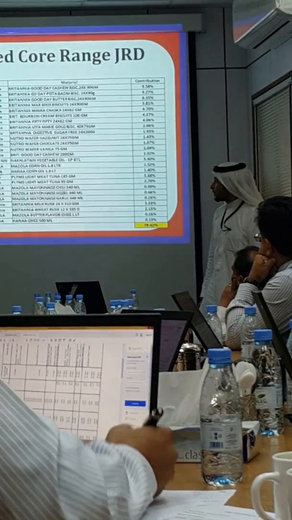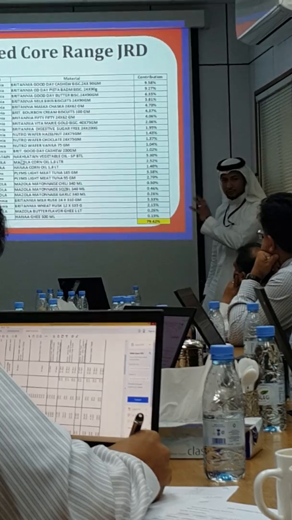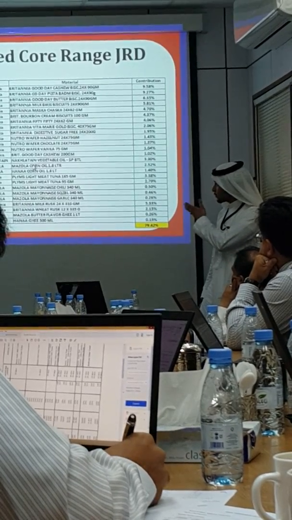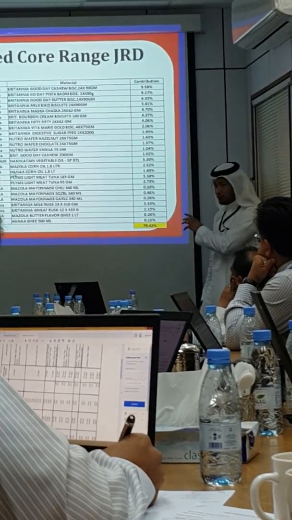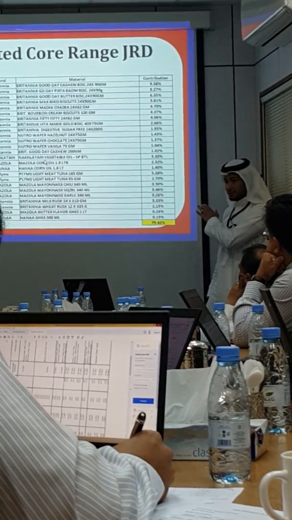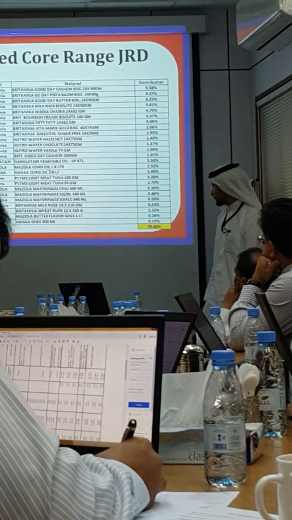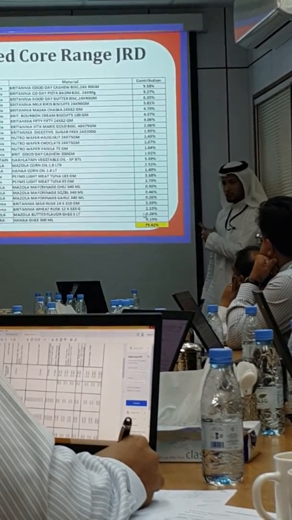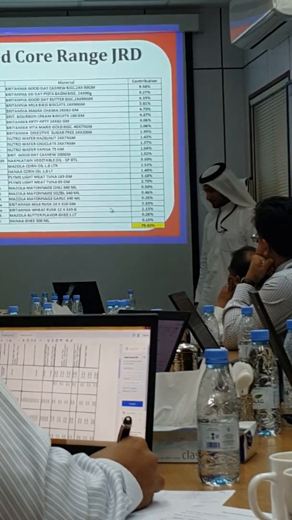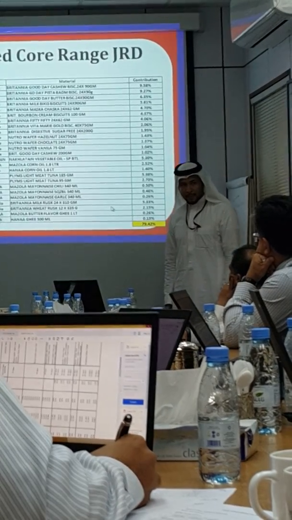Again, we do have edible oil. We have 2 brands. Recently, Hana shifted to the food tea division. So we make sure that Hana, Nakhlatain, and Mazulla are within the core range in order to distribute. Almost it's contributing 79.5%. Almost 50-55% of the sales are coming from Britannia.